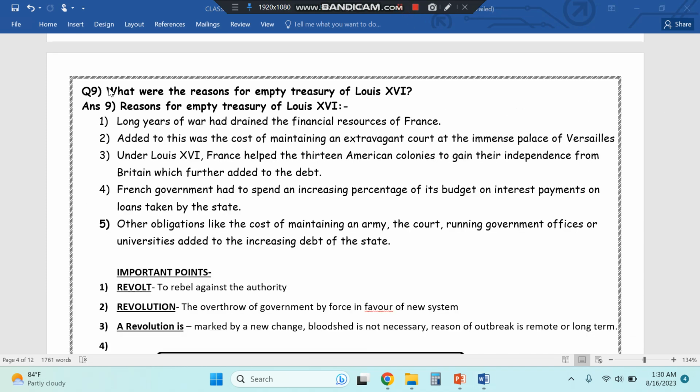This is the first portion of the lesson. That means the second page of the lesson has these reasons for empty treasury. This is also very important.